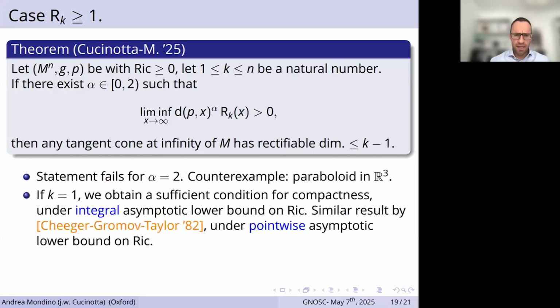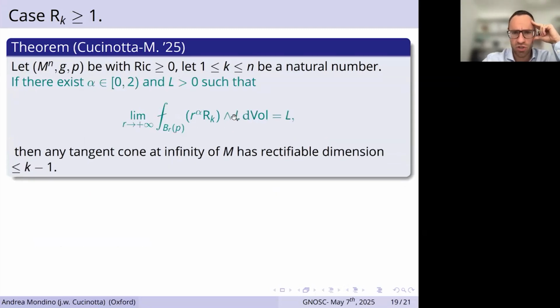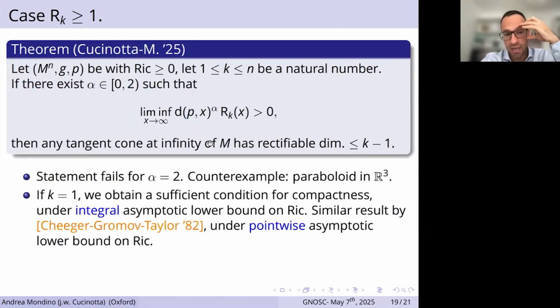Okay? So for k equal to 1, R1 being positive means Ricci being positive. Here what we ask is either a decay of R1 in the pointwise sense, or, in this more general form, an integral positivity condition on the Ricci. Then by the same result, we get compactness of the manifold, which is very much in the same spirit of a celebrated result by Gromov-Taylor.